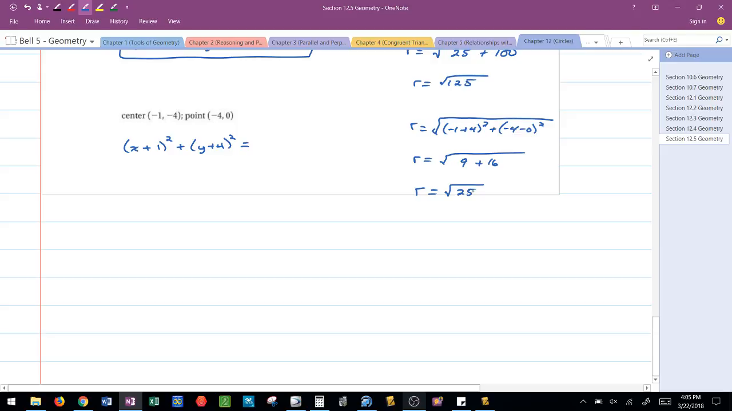Now, the square root of 25, I could calculate, but remember, what do we have to do with that? We have to plug it in and square it. So let's just square the square root of 25, and you get 25. Again, just to elaborate on that, this tells me the radius is 5, and then when I plug it in and square it, that's where the 25 comes from.